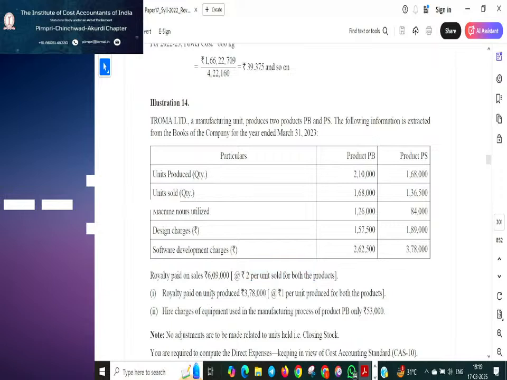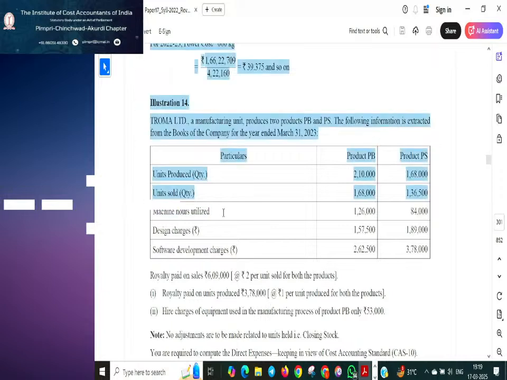When it is coming to units produced, 1 rupee is per unit produced for both the products. So 2,10,000 and 1,68,000. You can just add them, it comes to 3,78,000. So I have to put these two things separately.